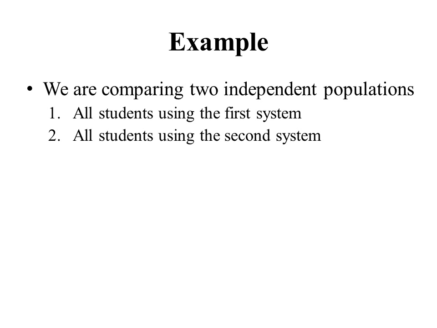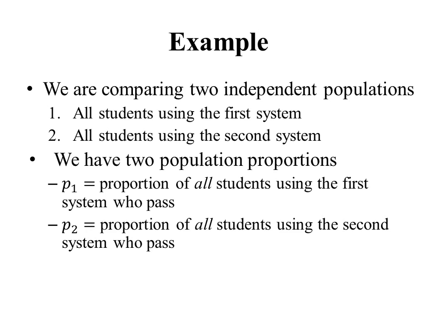First of all, we are comparing two independent populations. We're really interested in all students using the first system and all students using the second system, not just the few students in our two samples who use those systems. We're interested in all students. So we have two populations that we're interested in, and they're independent in the sense that what happens to one population has no effect on what happens to another population. Now, within those two populations, we're interested in two population proportions.